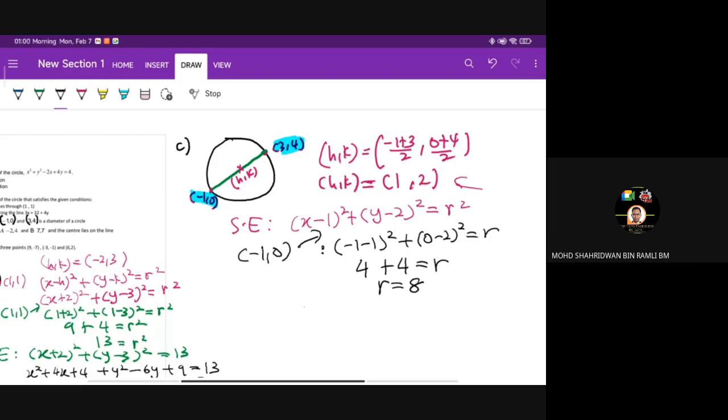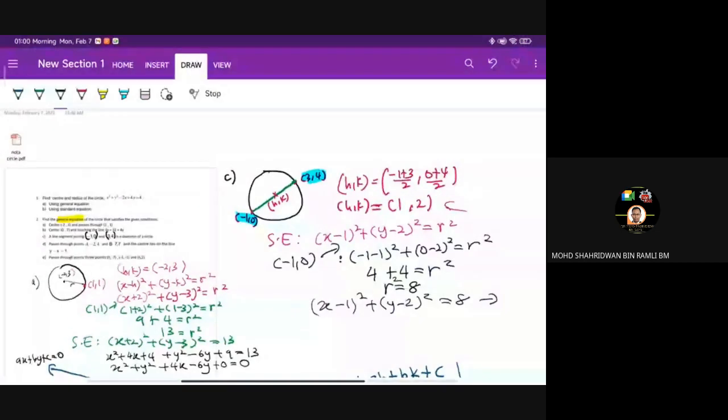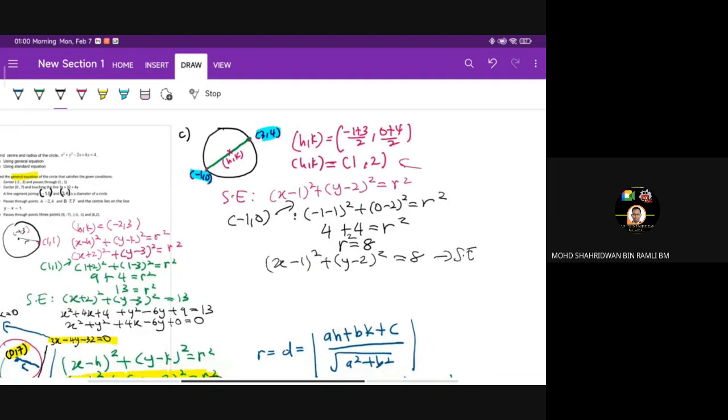So our standard equation is, r squared is equal to 8. So (x minus 1) squared plus (y minus 2) squared equal to 8. Simple. But this one is a standard equation. You need to expand it in order to express it in the general equation.